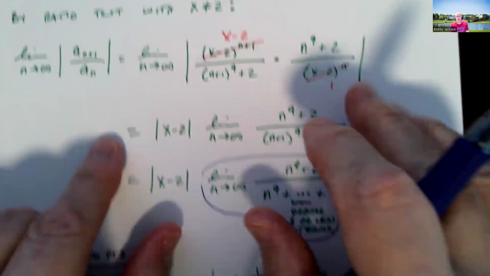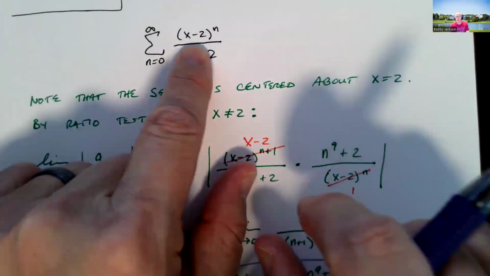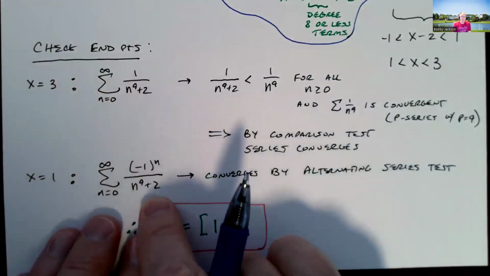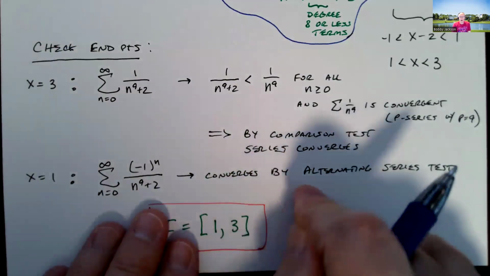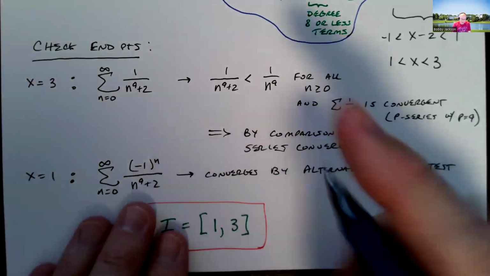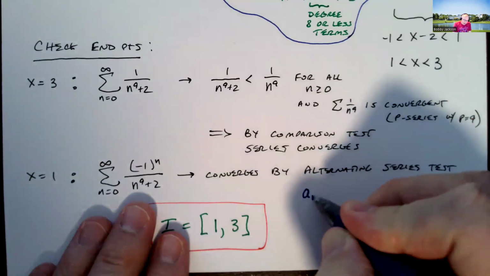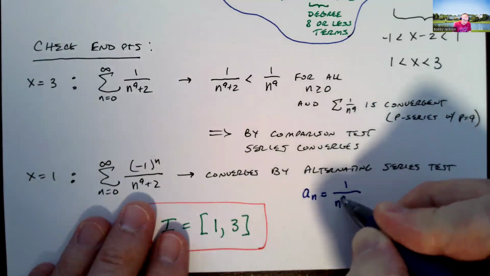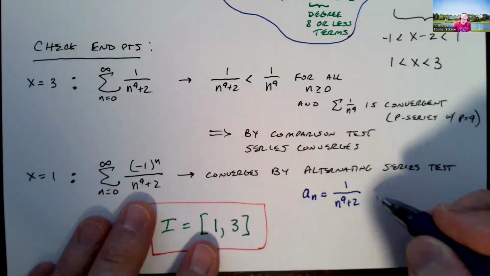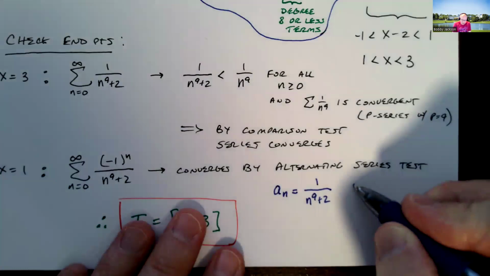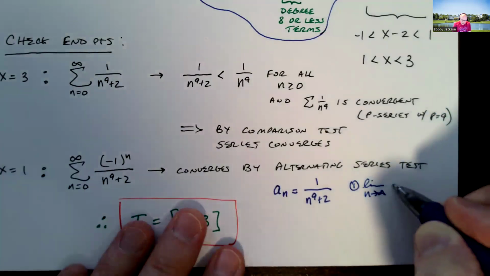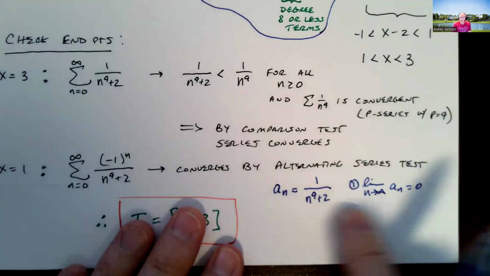If I plug in 1 up here, 1 minus 2 is negative 1. I get negative 1 to the n over n to the ninth plus 2. This is going to be convergent by the alternating series test. We have an alternating series. The a sub n, the absolute value of the terms, would be 1 over n to the ninth plus 2. The two things we have to show for the alternating series test: number 1 is that the limit as n goes to infinity of a sub n is 0, and that is definitely true.